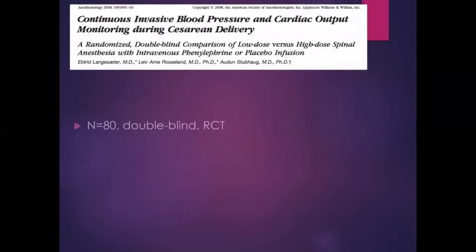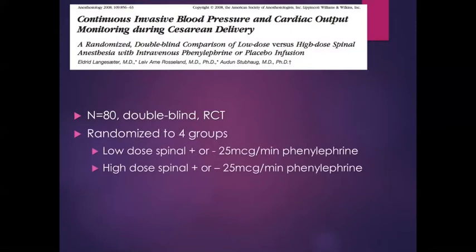In this double-blinded study, 80 healthy women scheduled to undergo elective cesarean delivery were randomly assigned to one of 4 different groups, receiving 7 milligrams spinal bupivacaine with or without a simultaneous low-dose infusion of phenylephrine, or 10 milligrams spinal bupivacaine with or without the phenylephrine infusion. The primary outcome was the effect on cardiac output and systolic blood pressure.